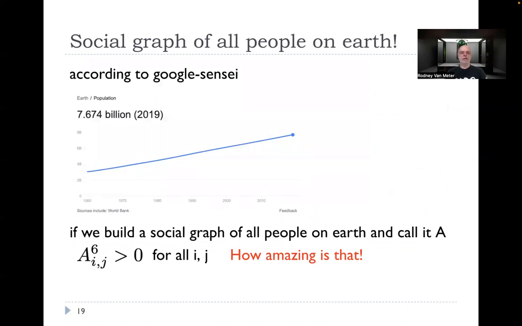So, according to this general idea, with 7.5 billion people on the planet, if we built a social graph of all of the people on the planet and wrote out the adjacency matrix, if we took the 6th power of that matrix, every entry in that adjacency matrix would become non-zero. How amazing is that? It's just an incredible concept that we could connect everybody that quickly.